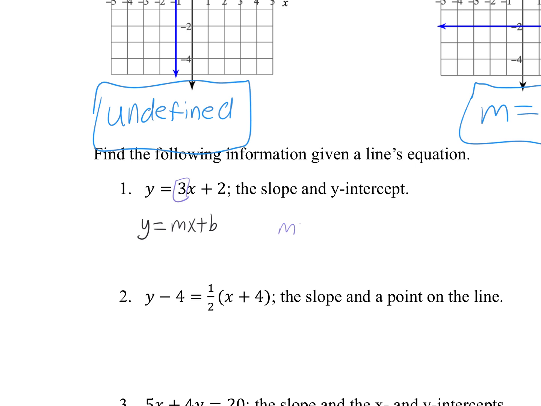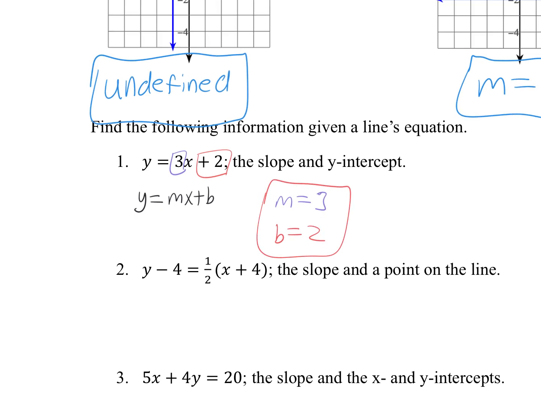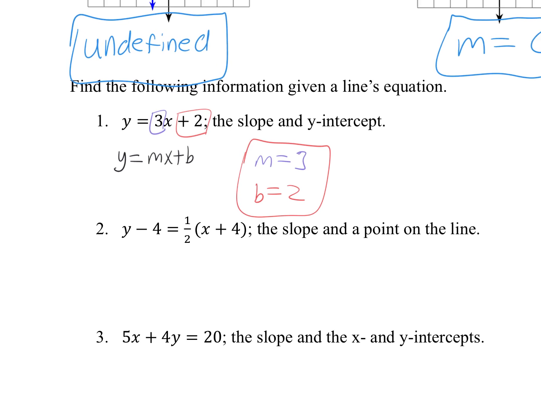m is going to be whatever's in front of your x, which is 3, and b is whatever's by itself, so your y-intercept is going to be 2. And that answers this question. Super easy. This next problem, you should recognize that this is in point-slope form.